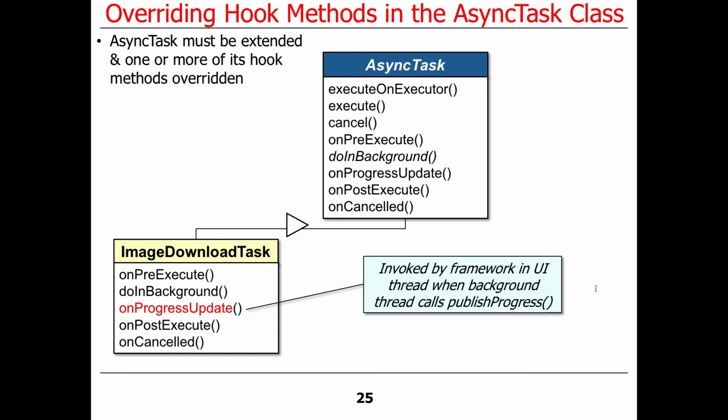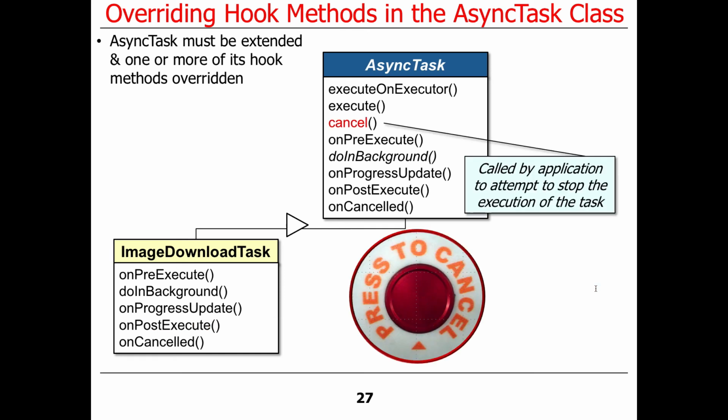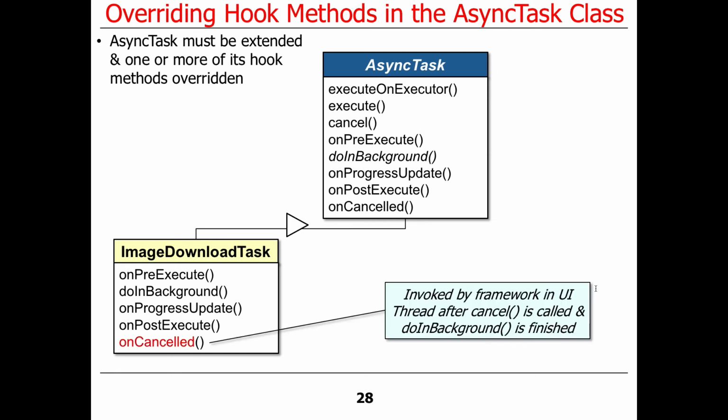You can have onProgressUpdate called when the background thread running doInBackground calls publishProgress. That's how you communicate incremental results back to the UI thread. onPostExecute gets called when doInBackground is done and it returns a value that can be passed to that. And if you cancel the async task, then onCanceled will be dispatched.